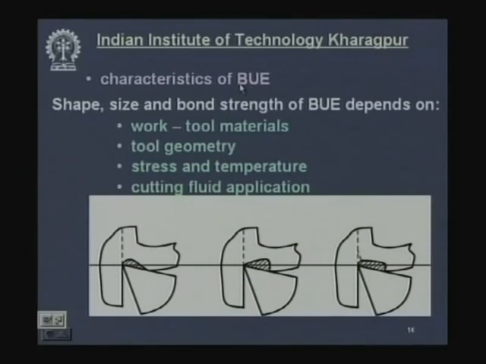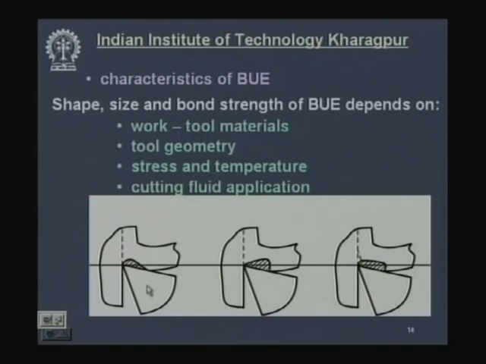Now, the characteristics of built up edge. So, is built up edge desirable or undesirable? We have to study. Shape, size and bond strength of the built up edge depend upon the work and tool materials. If the work material is brittle, then such a phenomenon will not take place, because the contact is not regular, only very short contact. There should be continuous contact over a long period under high temperature and pressure, that is, the work material should be ductile, with continuous contact.